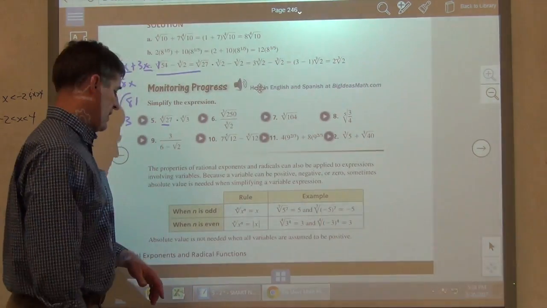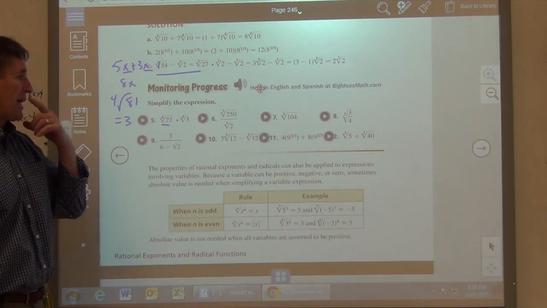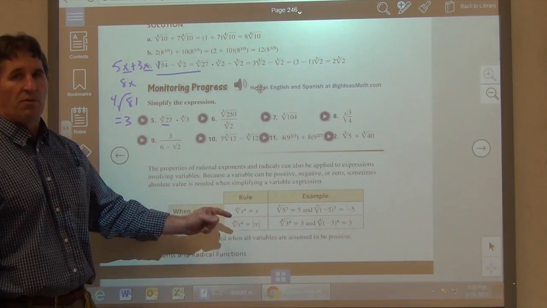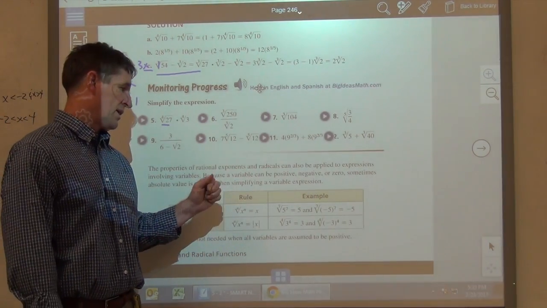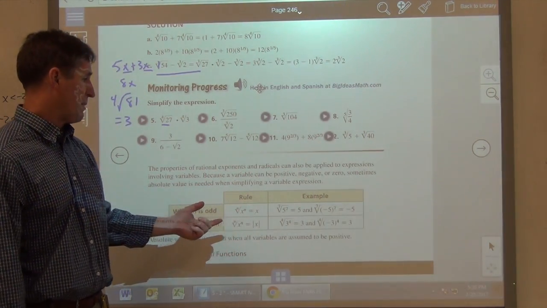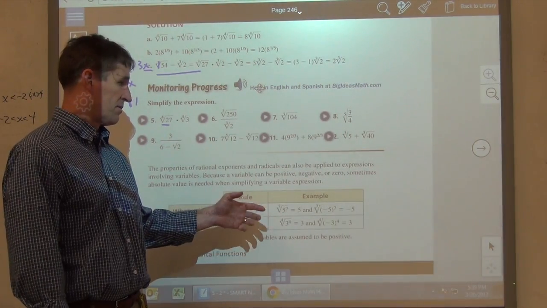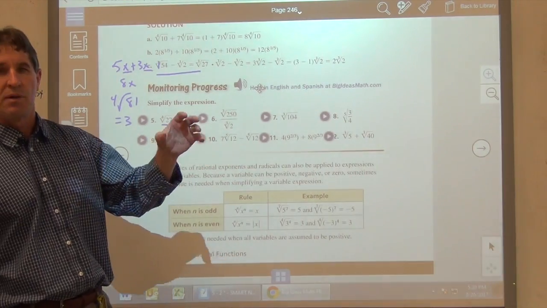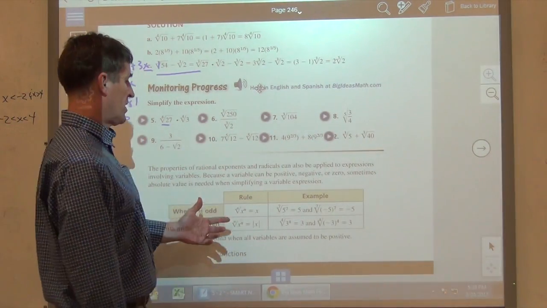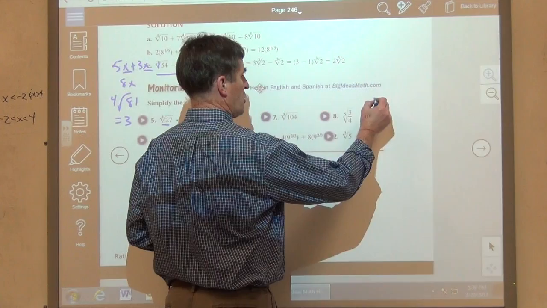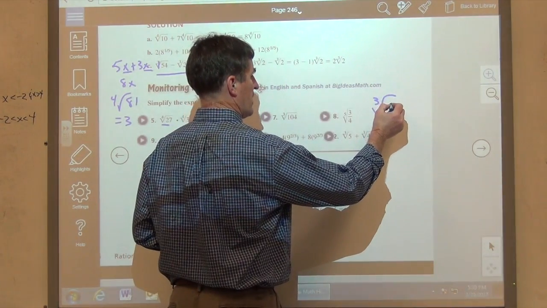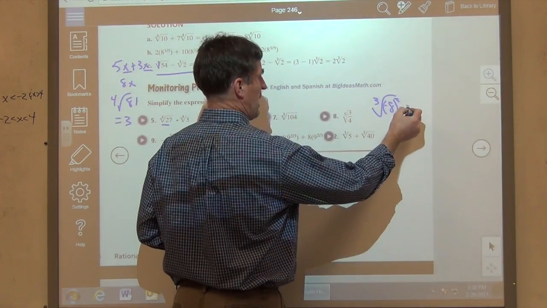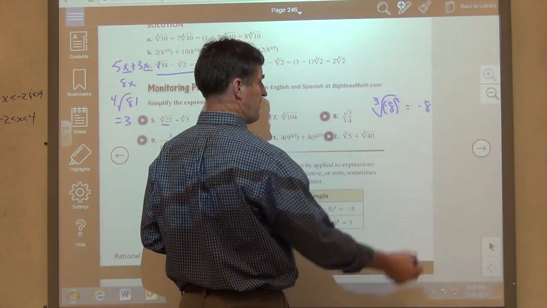And so on this, it tells us the property of rational exponents. It says when n is odd. So if our index is odd, we don't have to worry about it being plus or minus, because we can always do a negative number when it's odd, and we can always do a positive number when it's odd. So like the cube root of negative 8 to the third. Well, that would just be negative 8.